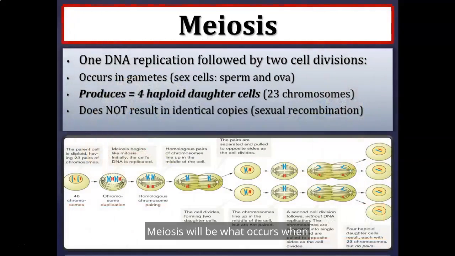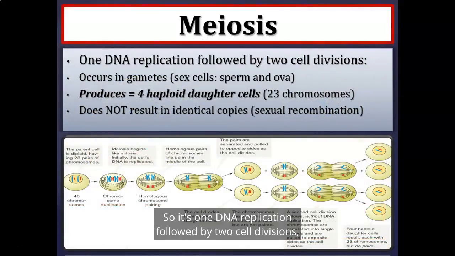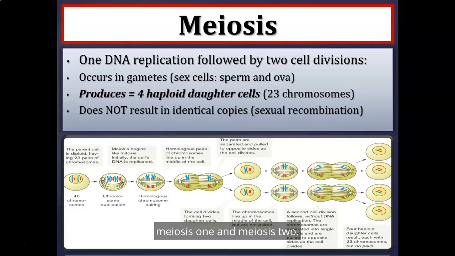All right, meiosis will be what occurs when we're producing gametes or sex cells. So it's one DNA replication followed by two cell divisions, meiosis 1 and meiosis 2. It begins with specialized cells in the gonads of both males and females. We'll talk about that more specifically here in a moment, but it will produce sex cells, so sperm and egg cells. End result is 4 haploid daughter cells.